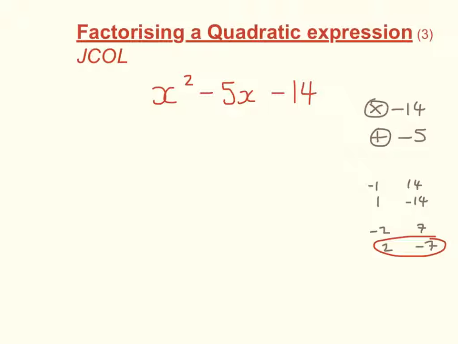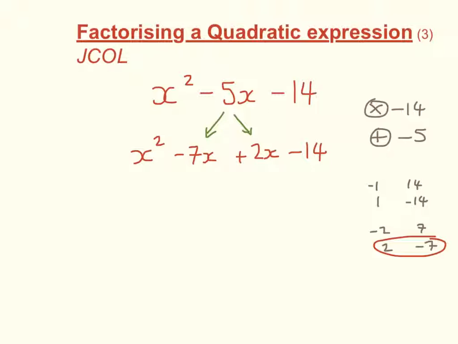Now, one thing I would always say to you is if you have a situation where you get two numbers from this method, I would always put the negative number first when inserting it into my second line of workings. So when I'm splitting up this x term of minus 5x, I would generally speaking put the negative number first and the positive number second.